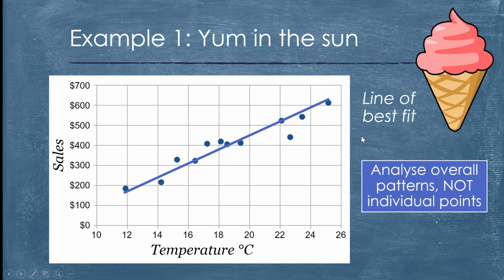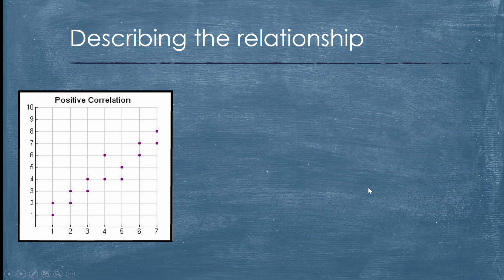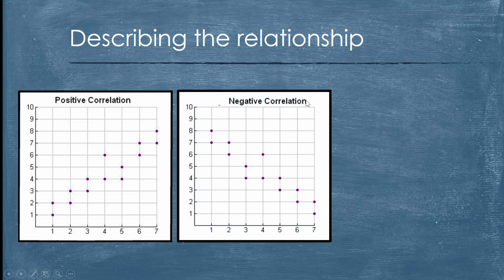So when you're describing the relationship, we would call this a positive relationship, or a positive correlation. That's another word for it. When you've got data like this, there's obviously a relationship here. As X is going up, Y is going up as well. This is what we will call a negative correlation. When X is going up, Y is going down.